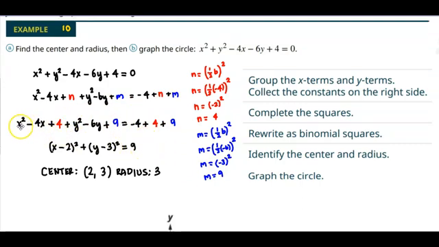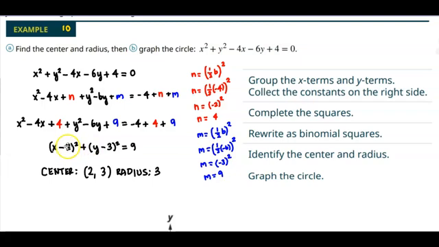So if you look at x² − 4x + 4, that is a perfect square trinomial. And it factors into (x − 2)². And then over here, y² − 6y + 9 is also a perfect square trinomial, which means it would be (y − 3)². And then when we add these values on the right side of the equation, −4 plus 4 is 0, plus 9 gives you 9.